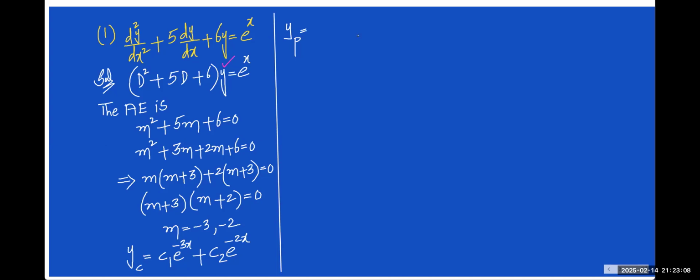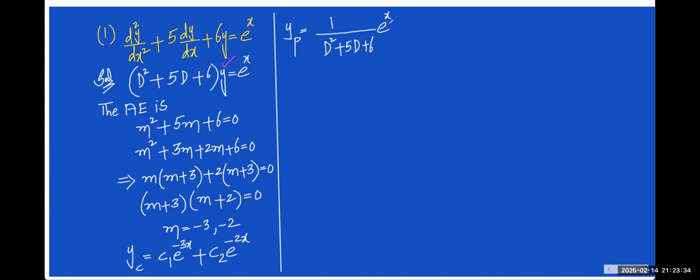yp. This multiple terms will go to the denominator, it means 1 by this whole term, e power x divided by d square plus 5d plus 6. Now the next step which I want to tell you is very important. I will also tell you the importance of this step.